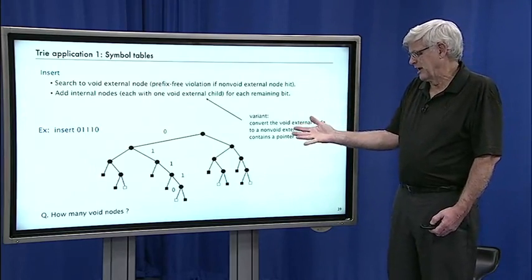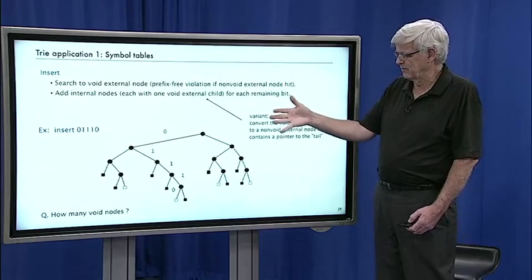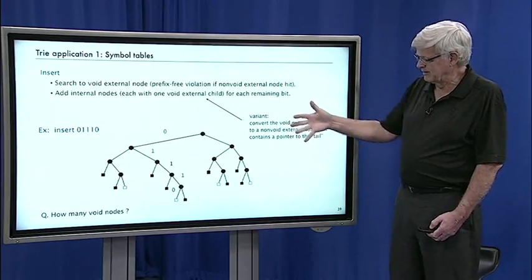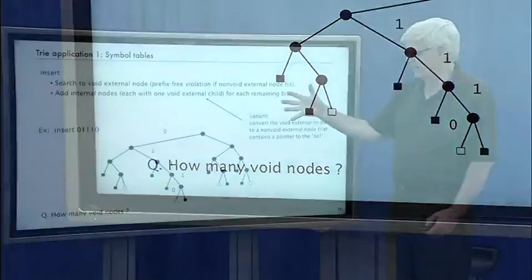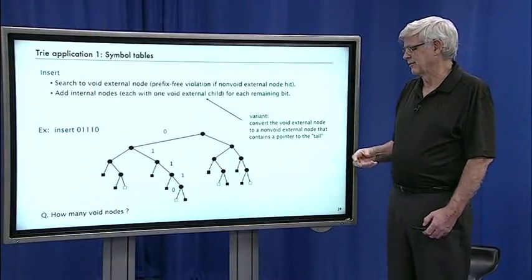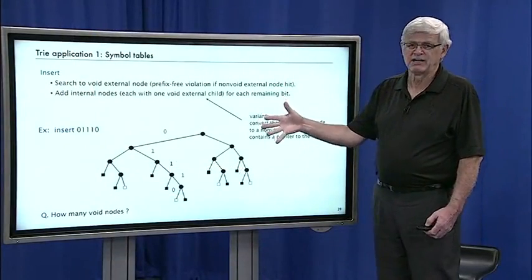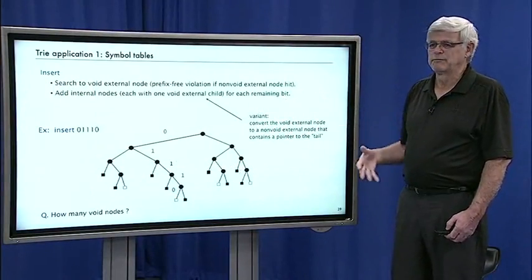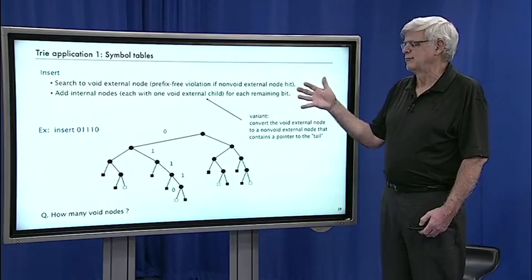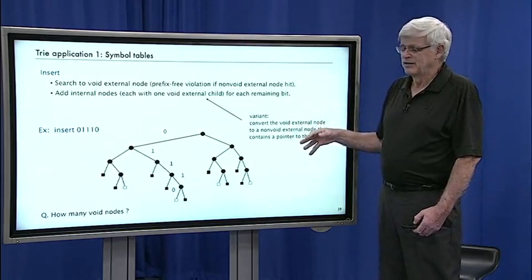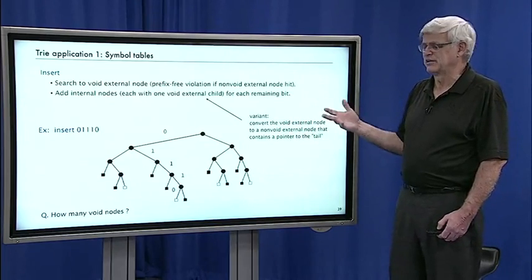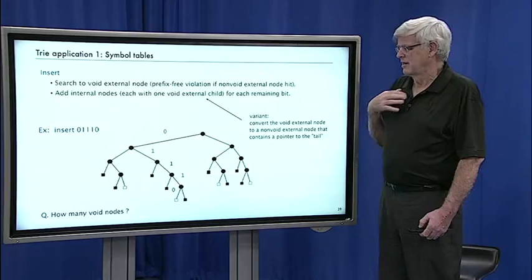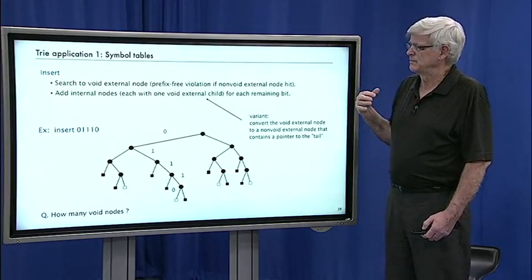And then a natural question that probably already occurred to many of you is, what about these void external nodes? It seems kind of a waste to have all these void external nodes in this data structure. So we're going to want to analyze how many there are to make sure that we understand how much space a trie takes. But it's a very compact data structure, and that analysis is certainly interesting and relevant in practice.